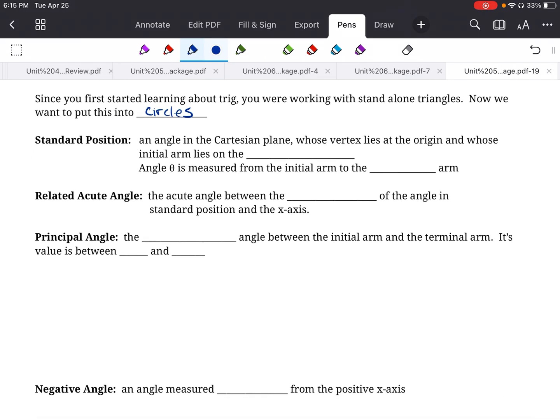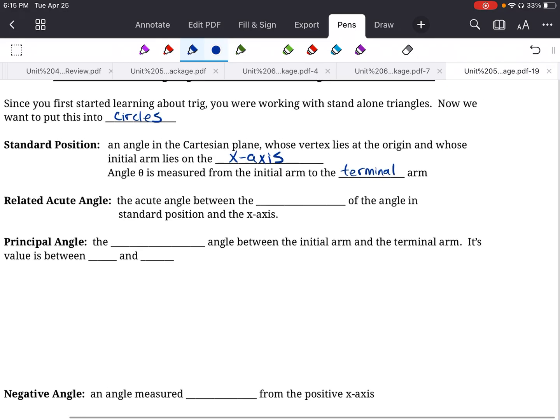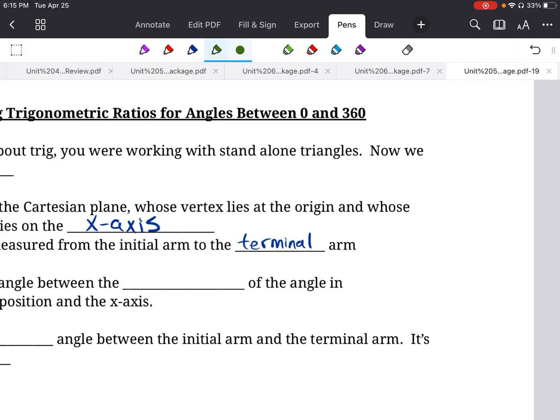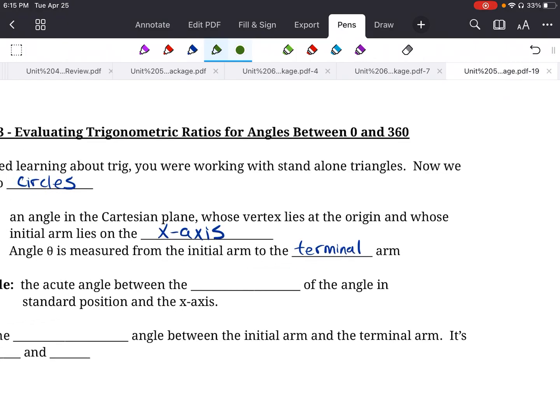Standard position: an angle in the Cartesian plane whose vertex lies at the origin and whose initial arm lies on the x-axis. So the angle is measured from the initial arm to the terminal arm. And I'm just going to draw a quick little diagram that will help us moving forward.